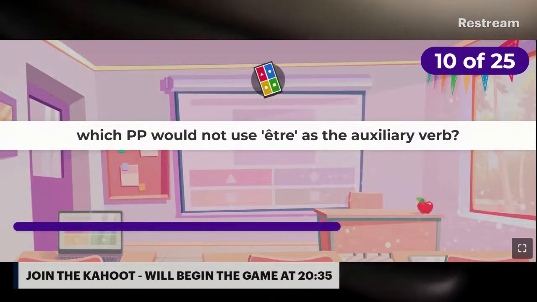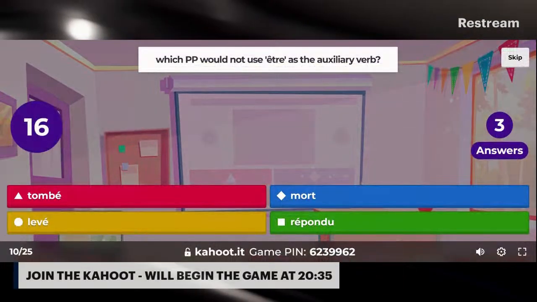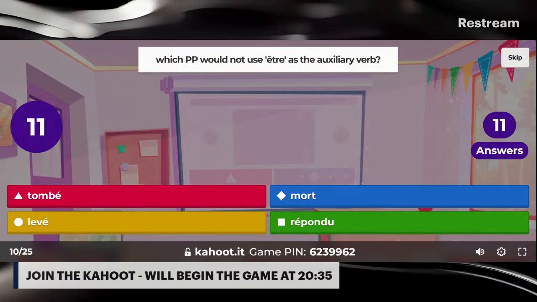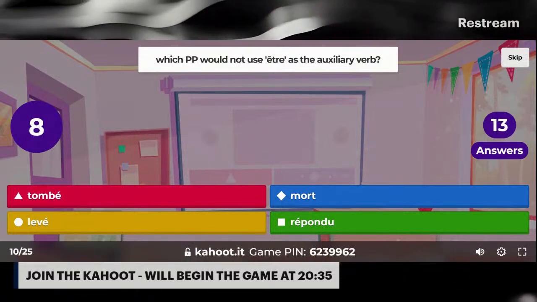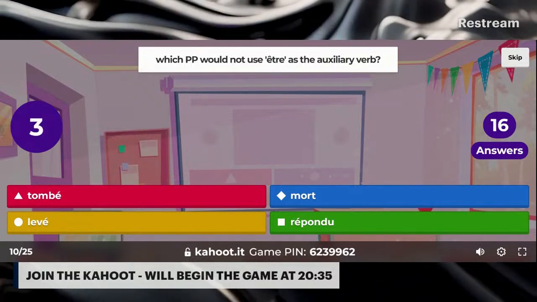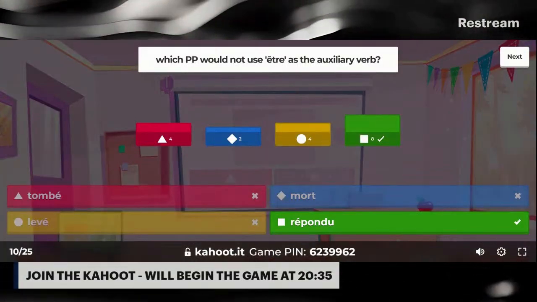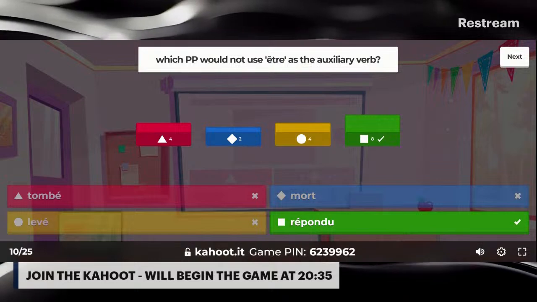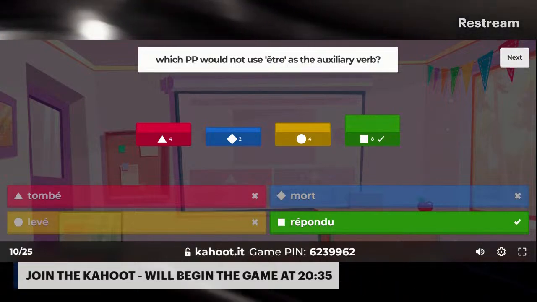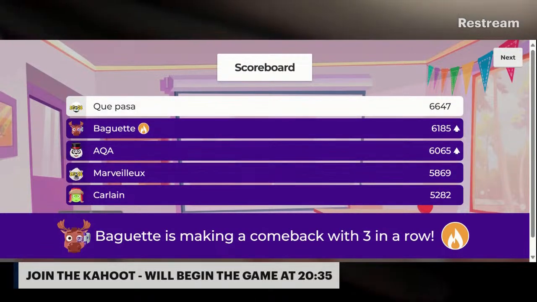Which past participle would not use être as the auxiliary verb? Tomber, mort, lever, or répondu. So the answer was répondu. That uses avoir as the auxiliary. Okay, let's see if anyone can beat que pasa.